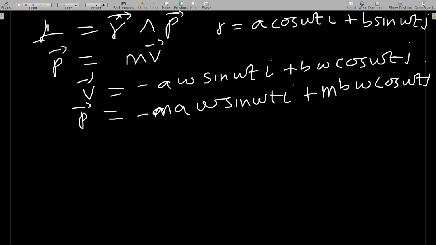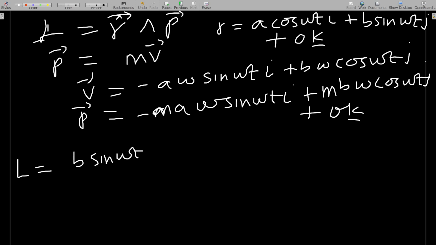So when I find the cross product of this, r is that. I have to write it in 3 dimensions before I can do that. So L will be equal to r, when I add plus 0 in the k direction, plus 0 in the k direction. And L will be equal to, starting from the second term of r, b sine omega t, then the third term is 0, the first term is a cos omega t, then b sine omega t again.